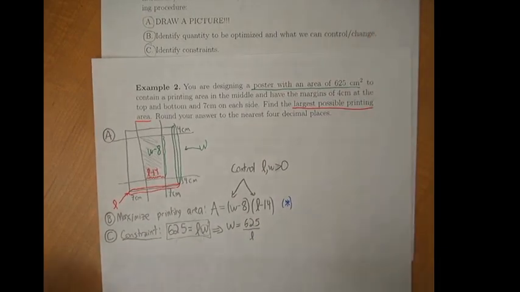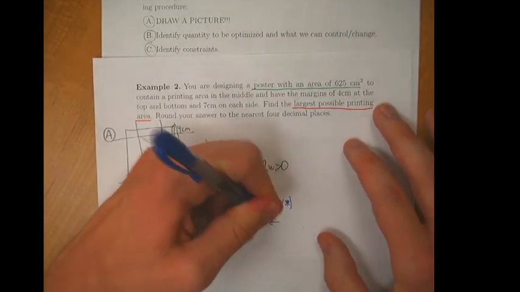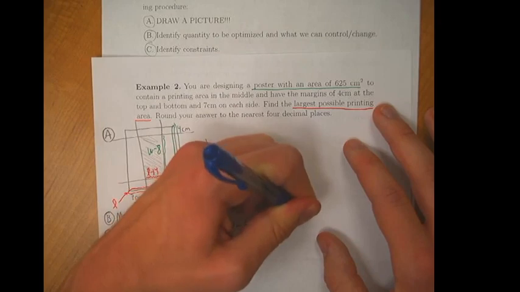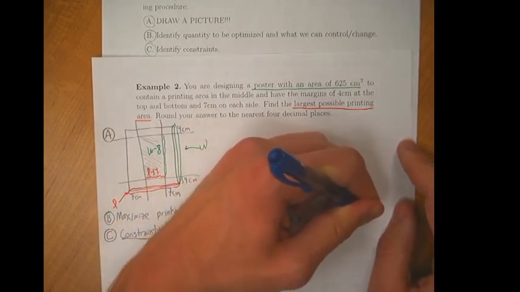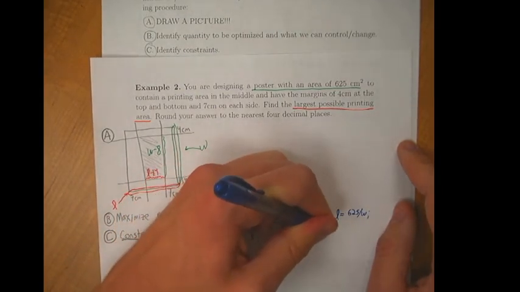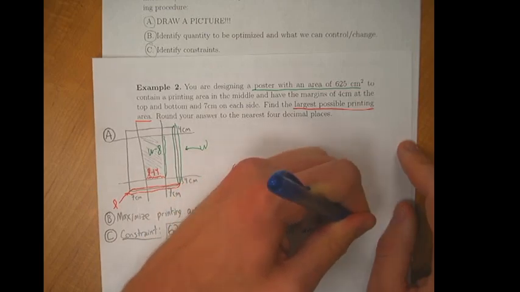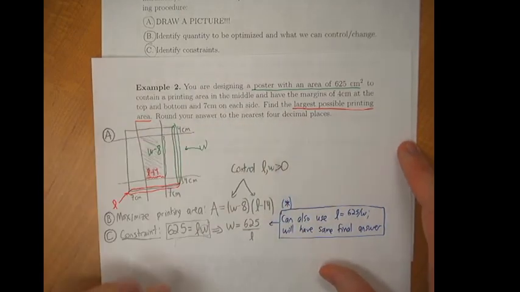The nice thing is that, like I said, you could technically do the other way around, with L equals 625 over W, and you still have the same final answer. I'm just picking one so we can move on with the problem. So we can also use L equals 625 over W and will have the same final answer.